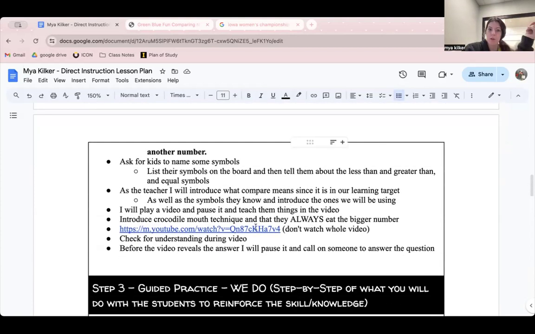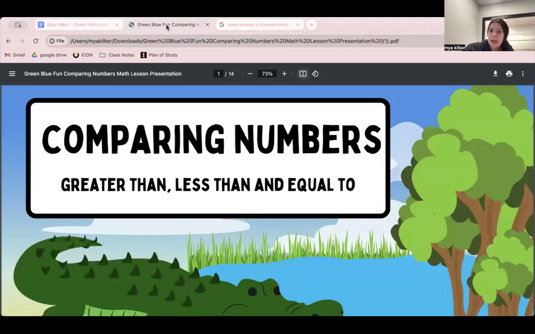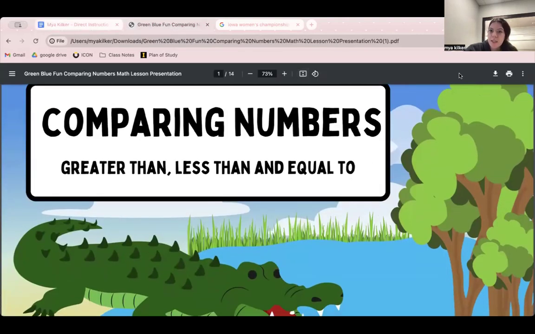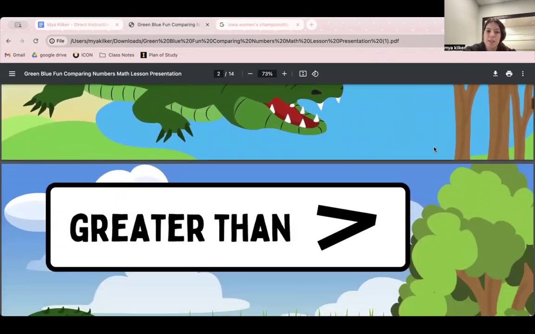So we're going to start off by looking at this presentation. It uses great examples, and it also shows you how you can think about an alligator biting the bigger number. So we always want to eat the bigger number when we are looking. I'm going to make this full screen. When we are looking at the comparison.